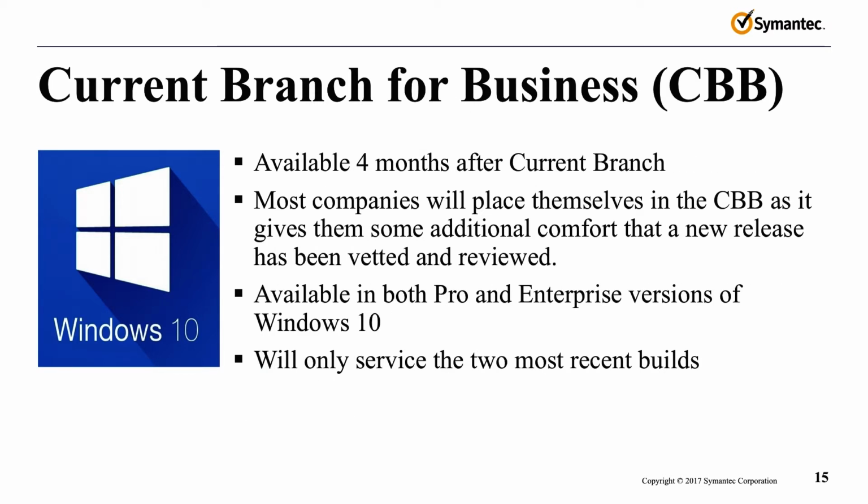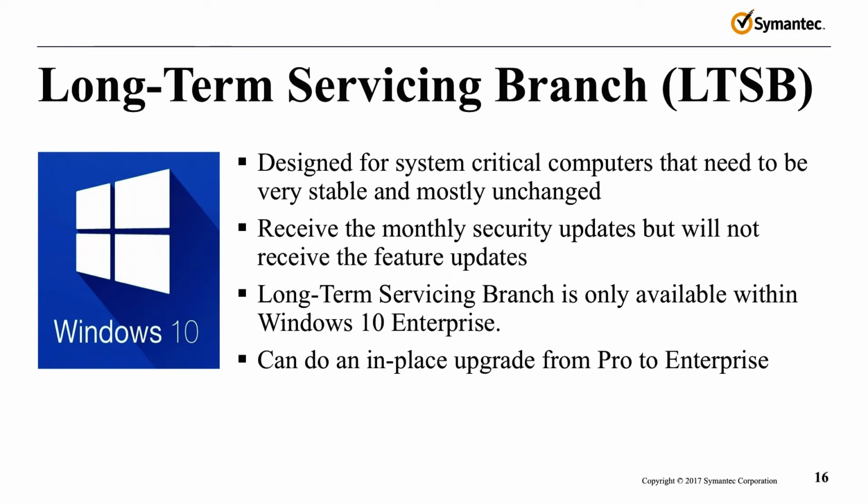The next one is current branch for business, and this is something that we're far more likely to see in a business setting. You get 4 months of leeway between the updates being released and this flavor of the branch receiving them. So you get that kind of comfort zone. You get them pretty quickly, but you've got that buffer where consumers are already knocking off most of the rough edges. It's worth mentioning that the current branch for business only supports the 2 most recent builds, so you would have to be up to date with that process.